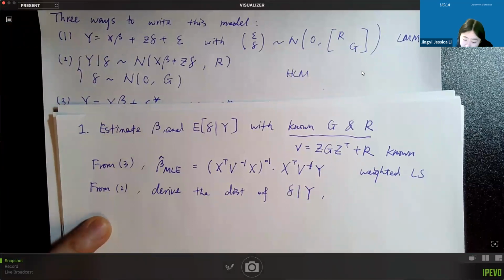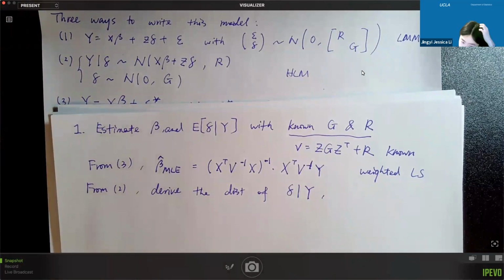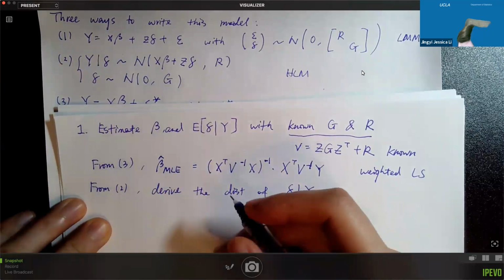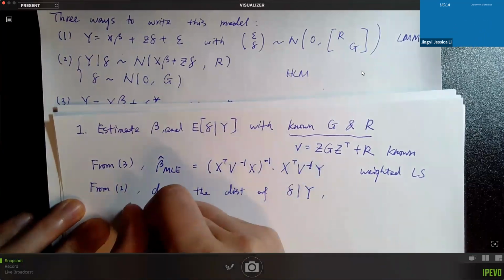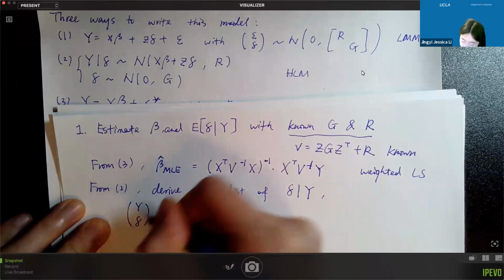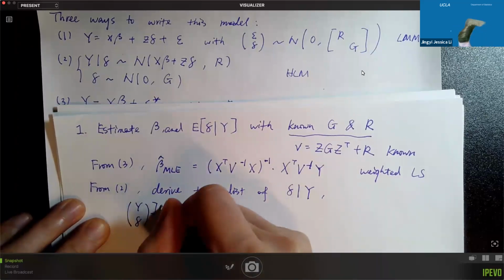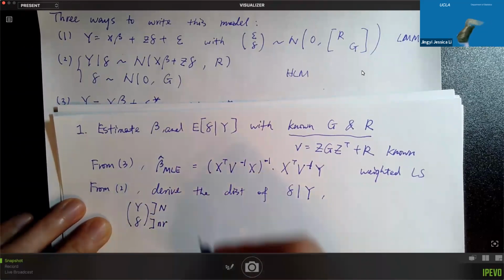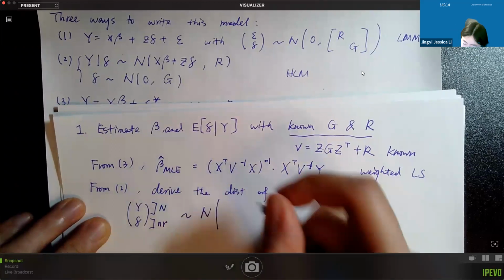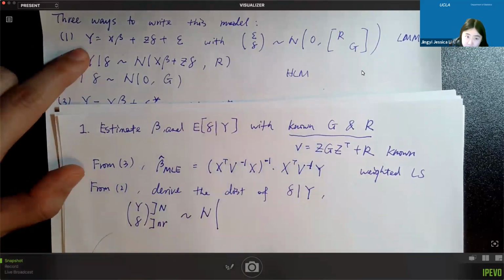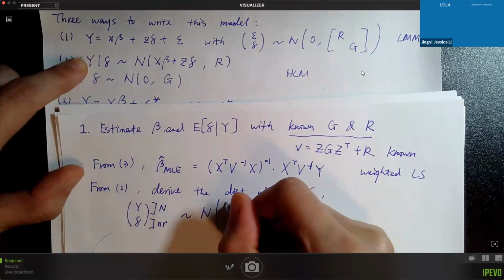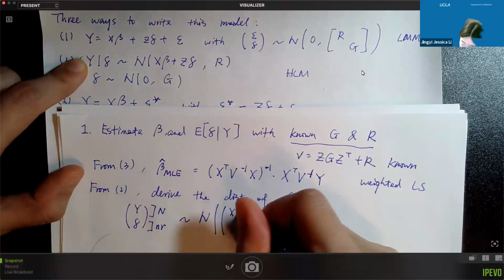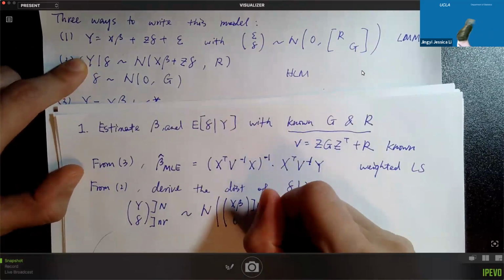Okay, so then what do we do? We start from the second way. Let's try to get the joint distribution of y and delta to start with. Like I said, this is capital N dimensional, this is nr dimensional. In their joint distribution, the mean of y is obvious, that's x beta. So it's not 0, but the mean of delta is 0.